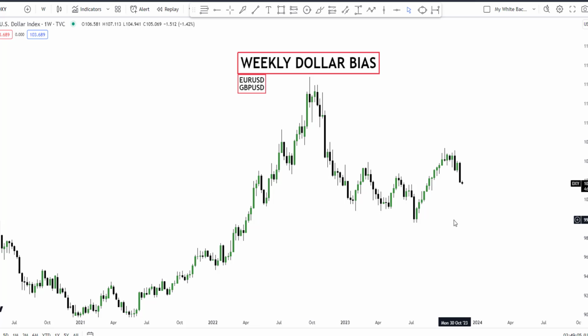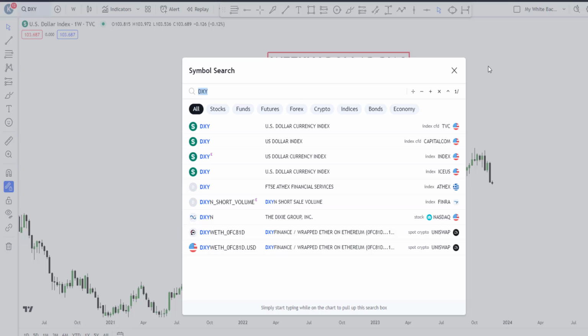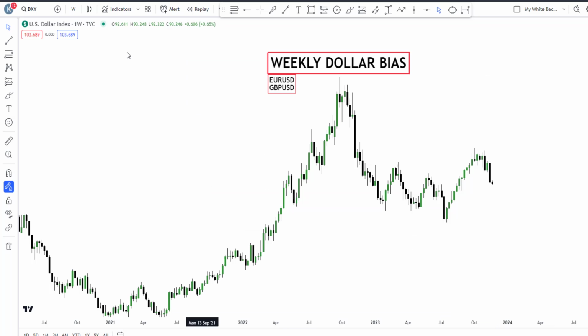All right, so the DXY is what we want to use as the instrument for doing this. The DXY is basically the United States dollar index, and what that means is that it is the index that measures the strength and the performance of the United States dollar. That means if the DXY is going up, the US dollar is going up, and if the DXY is falling, it means that the United States dollar is falling.